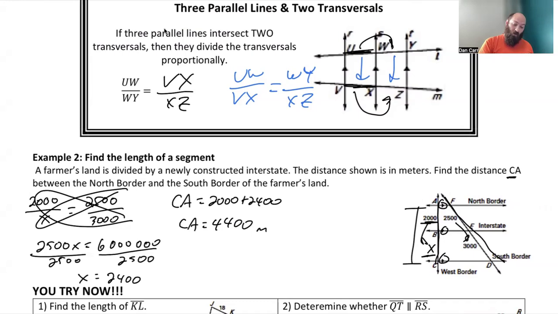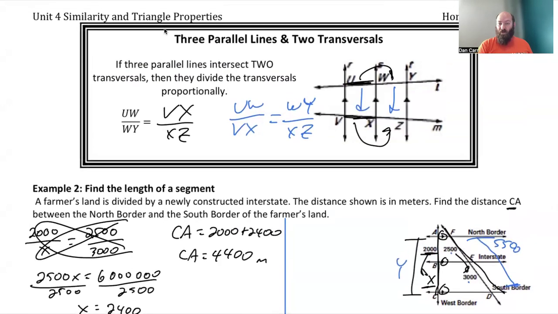Okay. Now, another way I could have done this, maybe save a little bit of steps here. Let's call this length Y. CA is what I'm looking for. We'll call that Y. This length here, the whole thing, is 2,500 plus 3,000, which is 5,500. Okay, so 5,500 right there. So these are also in that same proportion. So for example, Y over 5,500, doing this over this, I can do 2,000 over 2,500.